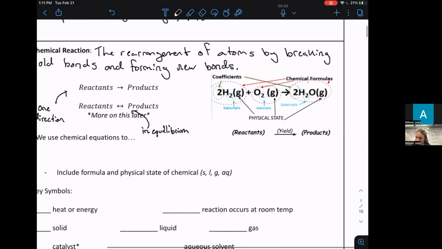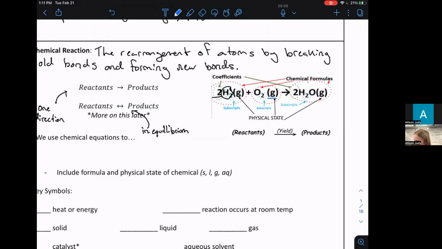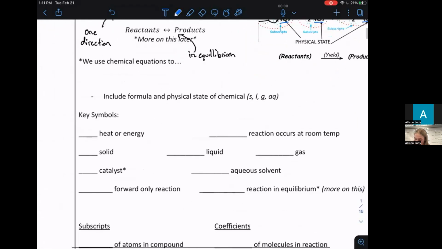So here, this is just a good graphic to look at. We have coefficients for each of the molecules, which are the number of those molecules. We have the actual molecules, like the H2 or the O2. And then we also have the physical state of the reactants and the products. In this case, they're all gases, that G with the parentheses around it. We'll talk more about all these symbols.